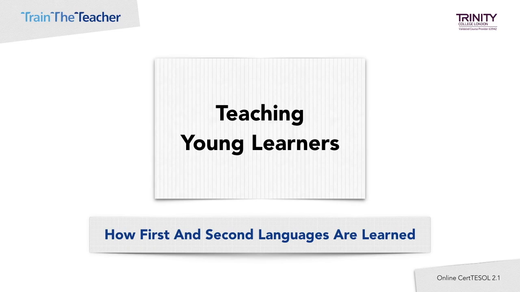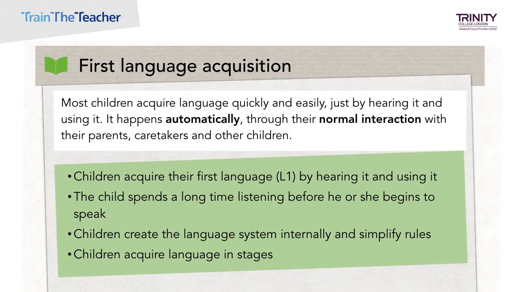Teaching young learners. How first and second languages are learned. First language acquisition. Most children acquire language quickly and easily, just by hearing it and using it. It happens automatically, through their normal interaction with their parents, caretakers, and other children. We know that children acquire their first language, or L1, simply by hearing it and using it.